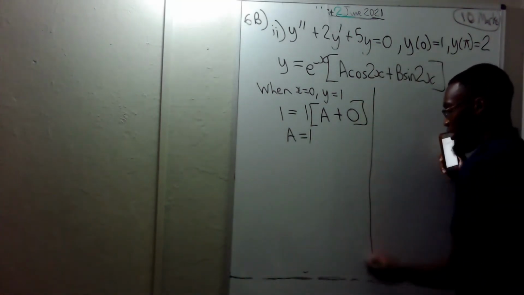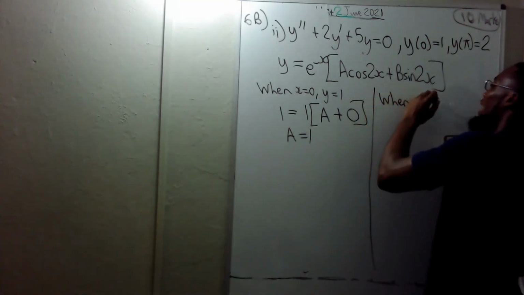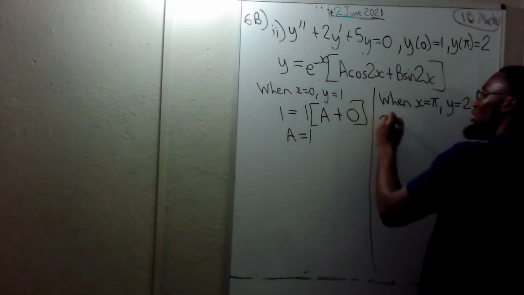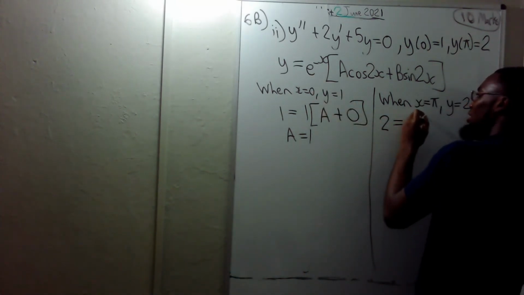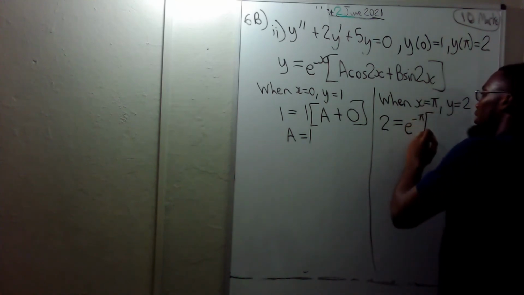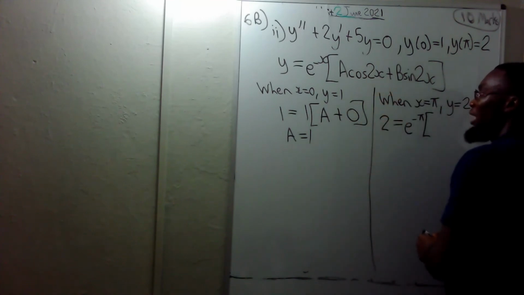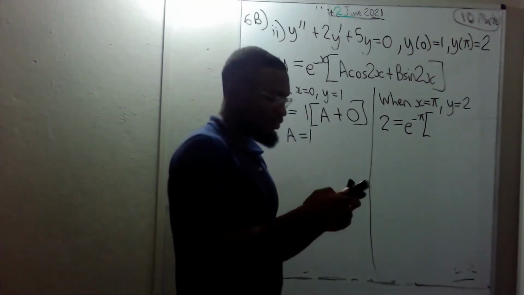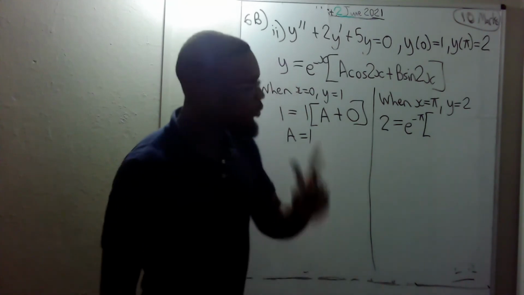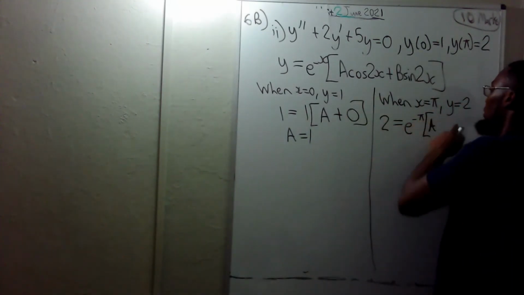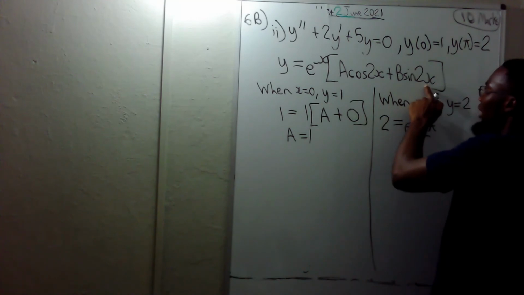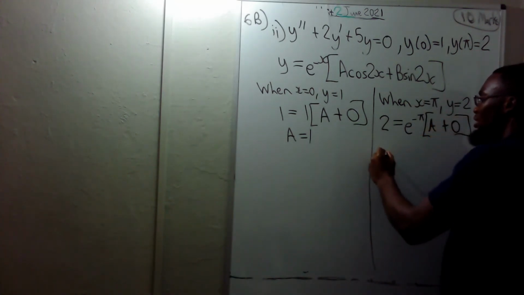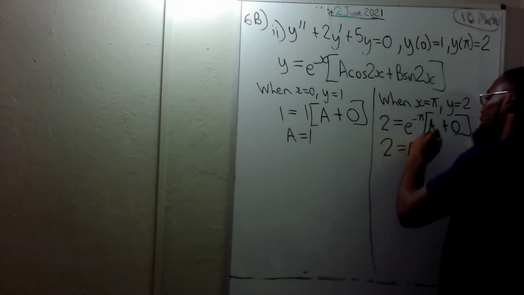Okay, a equals 1. Now let's look at the next part. When x equals pi, y equals 2. When x is pi, we put pi in here. So 2 is equal to e to the minus pi, and this is 2 times pi. The cos of 2 pi is the cos of 360. The cos of 2 pi is 1. So this is a. But then the sine of 2 pi is 0.